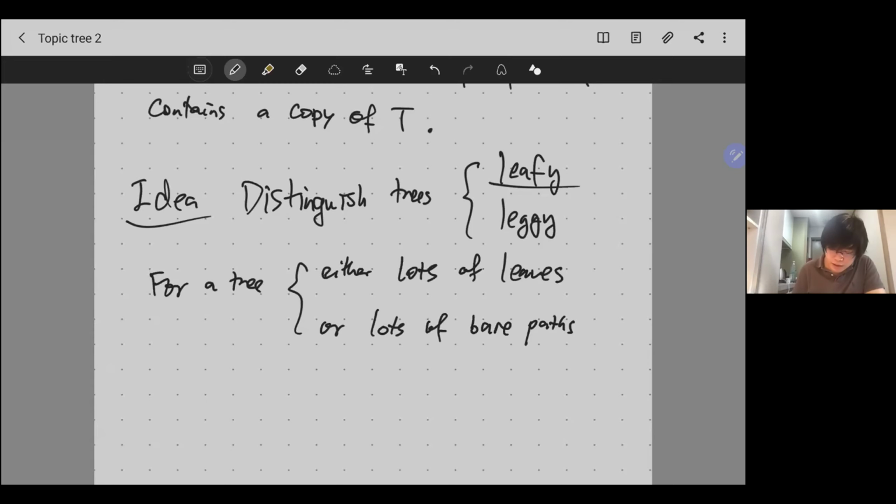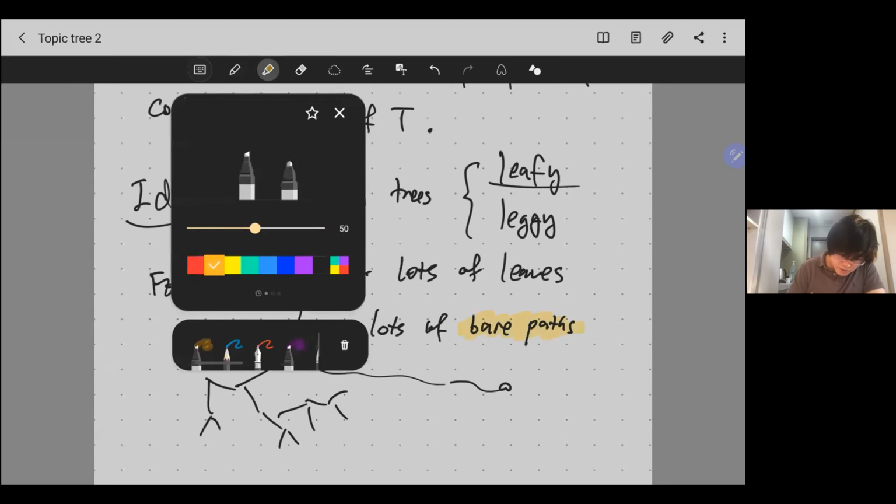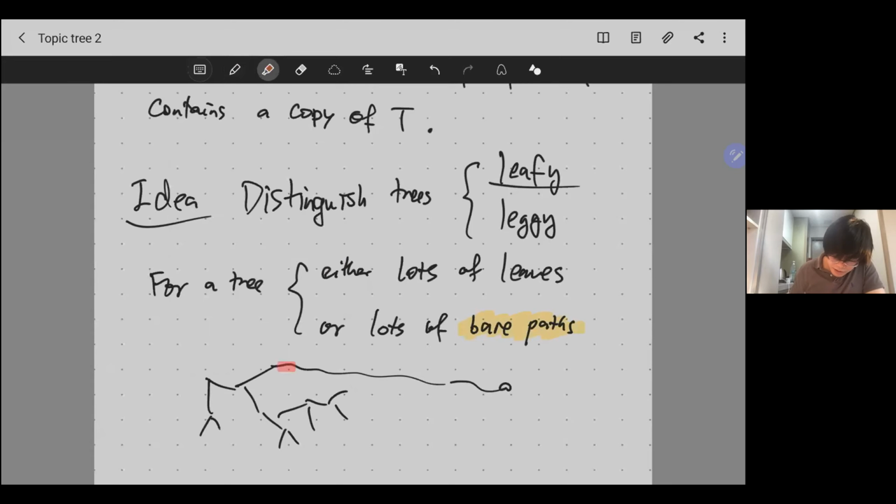What do I mean by bare path? Suppose this is our tree. This is a bare path. A bare path just means a path in the tree such that all internal vertices have degree 2. There's no branching from the internal vertices. That's where the name bare comes from. So either you have lots of leaves, that's leafy, or you have lots of legs, the bare paths. One of these two cases.